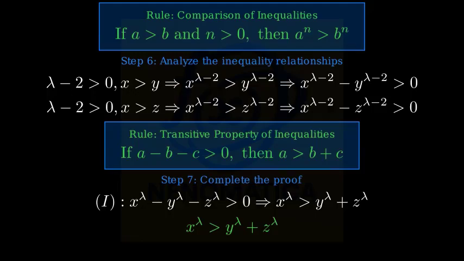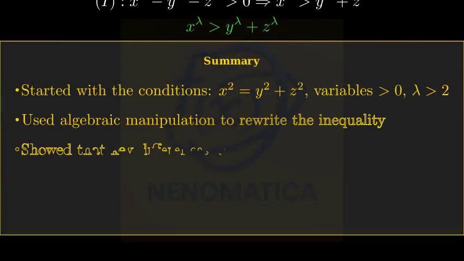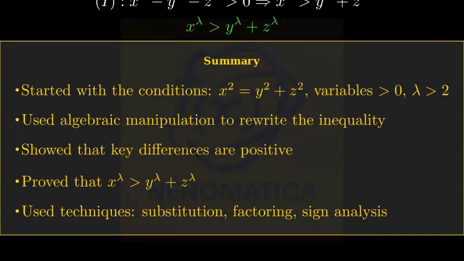Let's summarize what we've learned from this proof. We started with the conditions that x squared equals y squared plus c squared. All variables are positive, and lambda is greater than 2. Through algebraic manipulation, we rewrote the inequality in terms of the difference between powers. We used our conditions to show that these differences are positive. And finally, we concluded that x to the power lambda is greater than y to the power lambda plus c to the power lambda.